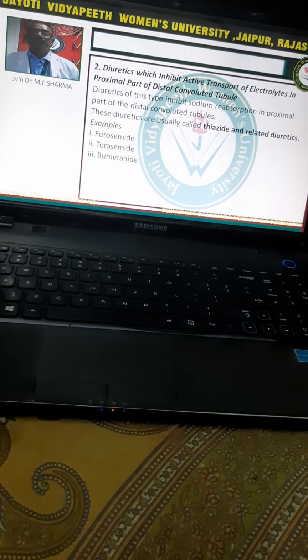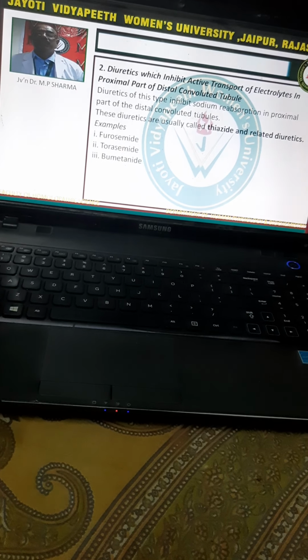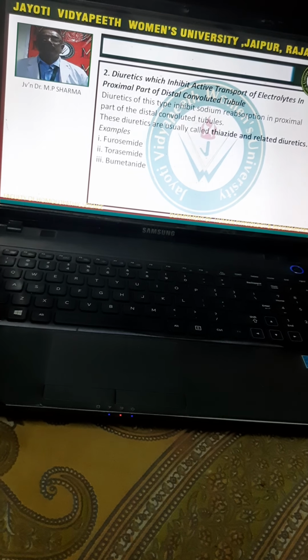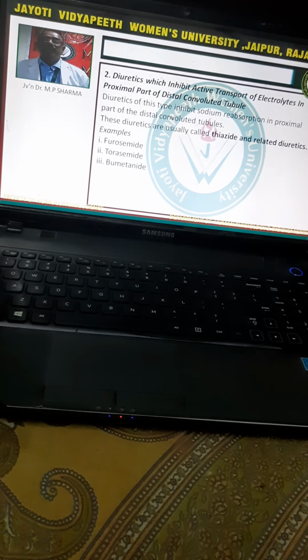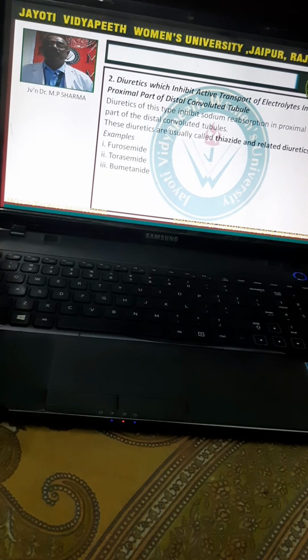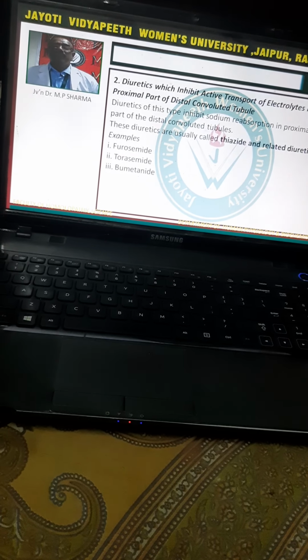Diuretics of this type inhibit sodium reabsorption in the proximal part of the distal convoluted tubules, and these diuretics are usually called thiazide and related diuretics. Example: furosemide, torsemide, bumetanide.